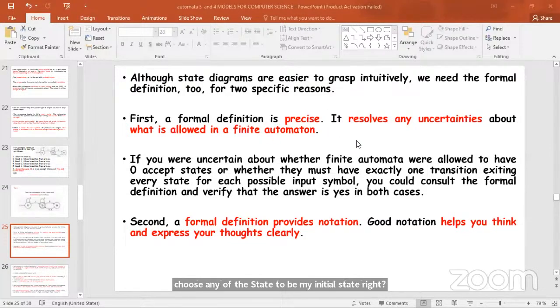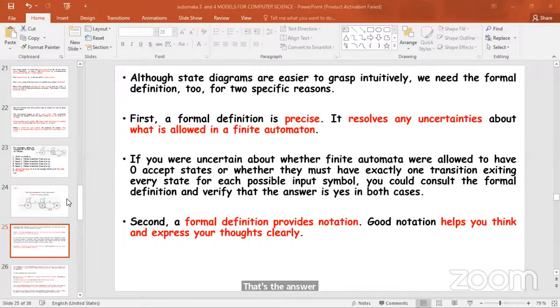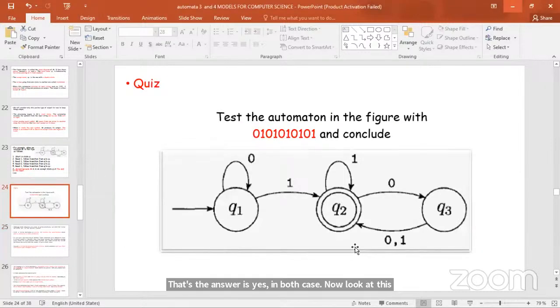First, it resolves any uncertainty about what is allowed in a finite automaton. If you were uncertain about whether a finite automaton is allowed to have 0 accept states, or whether it has exactly one transition exiting every state for each possible input symbol, you should consult the formal definition and verify that the answer is yes in both cases. Now, look at this diagram here. You see that for 0, you have just one transition.